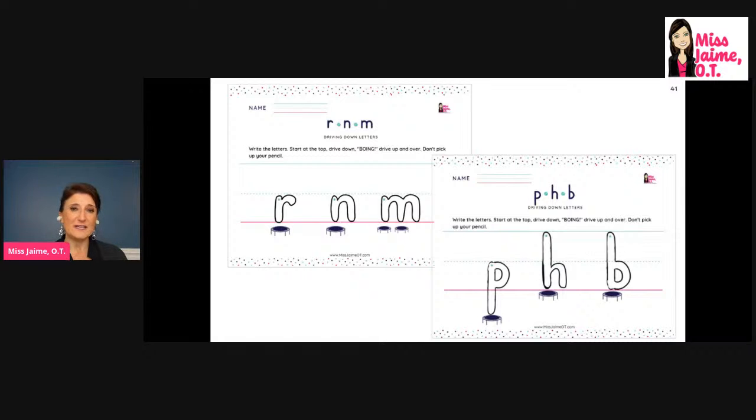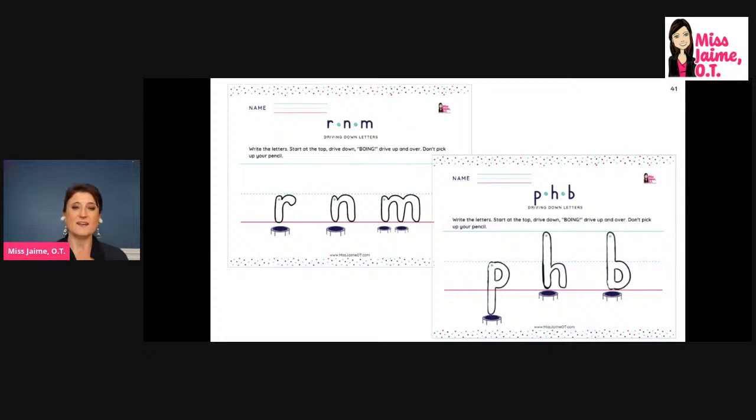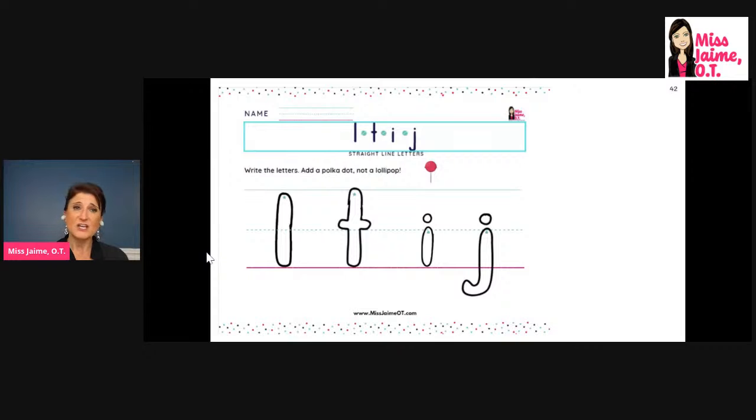These trampoline letters, the trampoline trick, kids just love it for some reason, and it resonates because they get to say boing, and it reminds them to make those letters correctly. So that's a fun little trick. Straight line letters, I always say for I and J, I want a tiny polka dot, not a big fat lollipop. We have so many kids that make that dot right on top of the line, or instead of making a nice, neat little dot, they really exaggerate it. And that's appropriate, it's very common, but I try to do the lollipop story because it helps them remember not to do that.